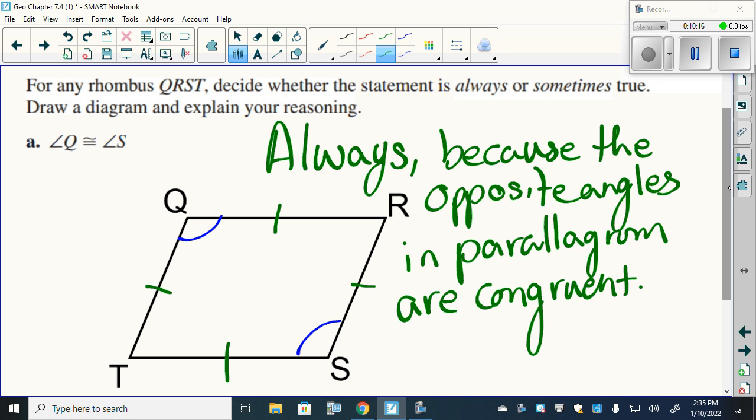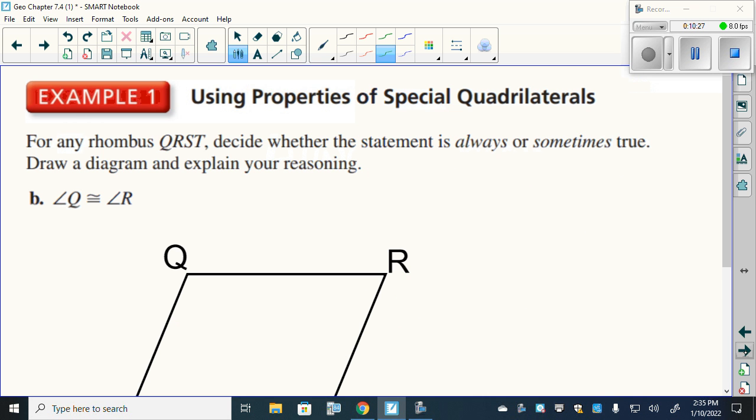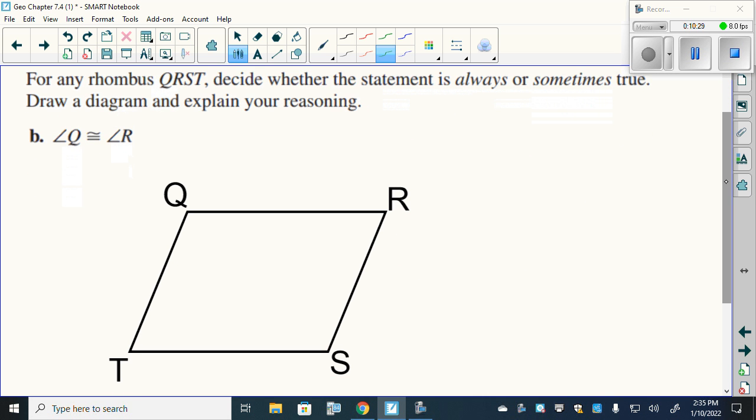And because the rhombus is a parallelogram, it means that these two angles are going to be congruent. Let's look at the next one. For any rhombus QRST, decide whether the statement is always or sometimes true. So again, we do have that all four sides are congruent. Because it's a parallelogram, we know that the opposite angles are congruent and the opposite sides are congruent.